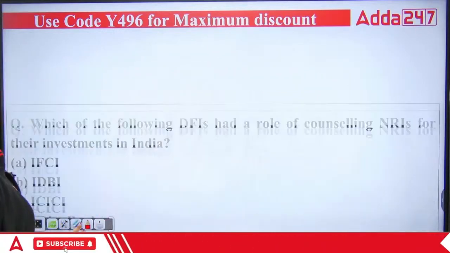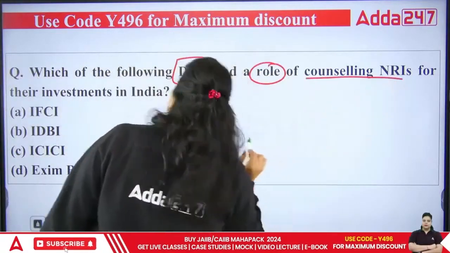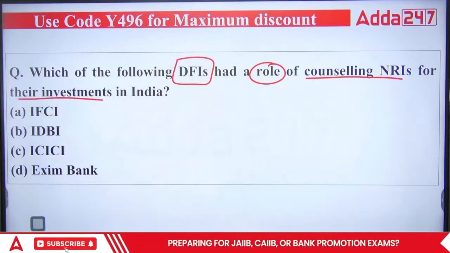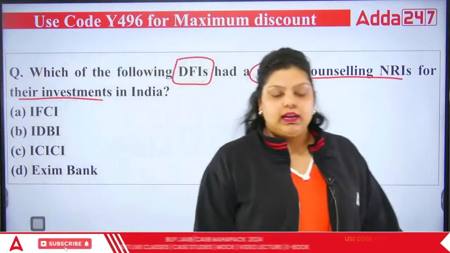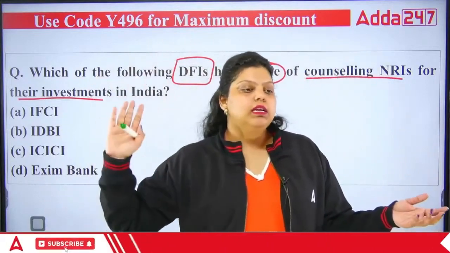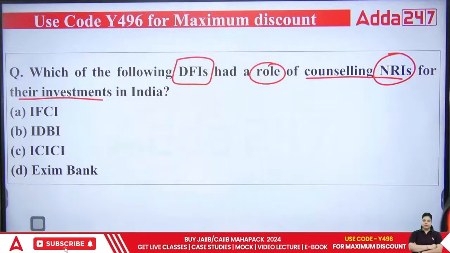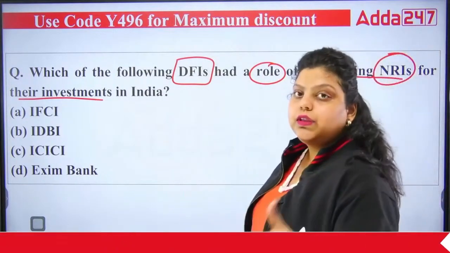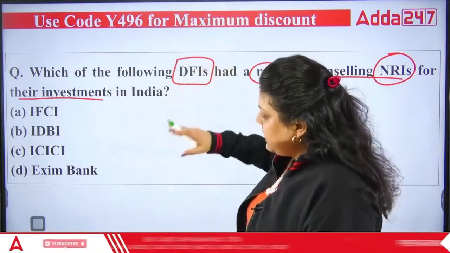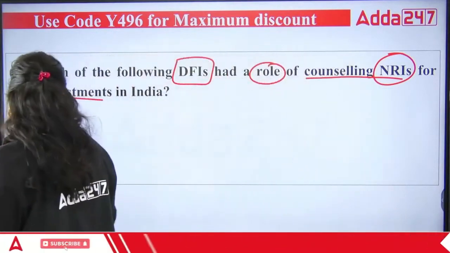Okay. Next question we have: which of the following development financial institutions had a role of counseling NRIs for their investments in India? NRIs are non-resident Indians, those Indians who are living abroad for more than 182 days in a financial year. Which of the following institutions is giving them the consultancy, advisory, or I can say counseling? ISCI, IDBI, ICICI, or Exim Bank? So the right answer here is actually ICICI Bank.